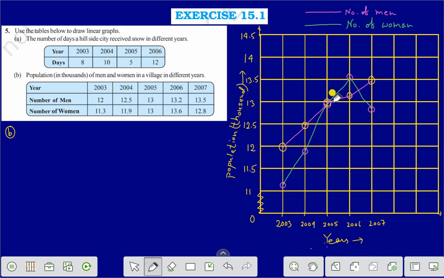This graph shows the number of men in different years, and this graph shows the number of women in different years. The blue color is number of women and this color is number of men, right? This is population in thousand, that is 11. We have shown a zigzag path, meaning we have not shown from 0 to 10,000 people. And this is year 2003, 2004, 2005, 2006, 2007.